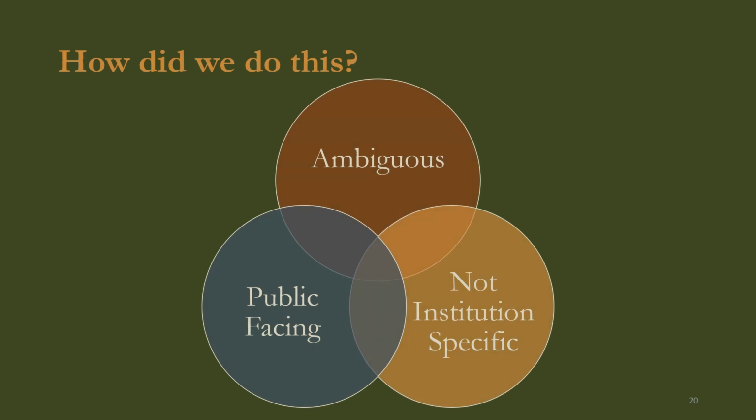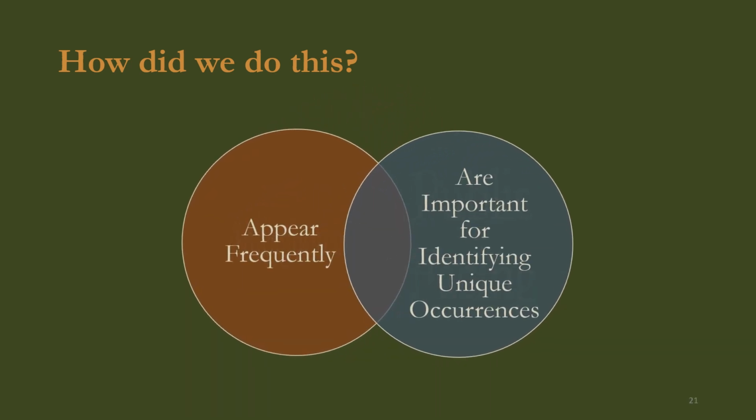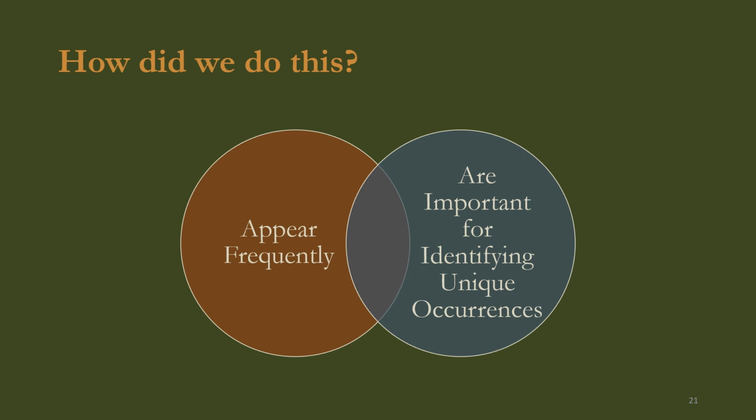How did we create these data standards? The first step was identifying the fields that we needed to tackle. We chose to look at the fields that have ambiguous data standards, are public-facing, and are not institution-specific. Next, to prioritize, we chose fields that appear frequently and are important for identifying occurrences. The end goal is to make sure that all fields have data standards, but we needed to start somewhere.